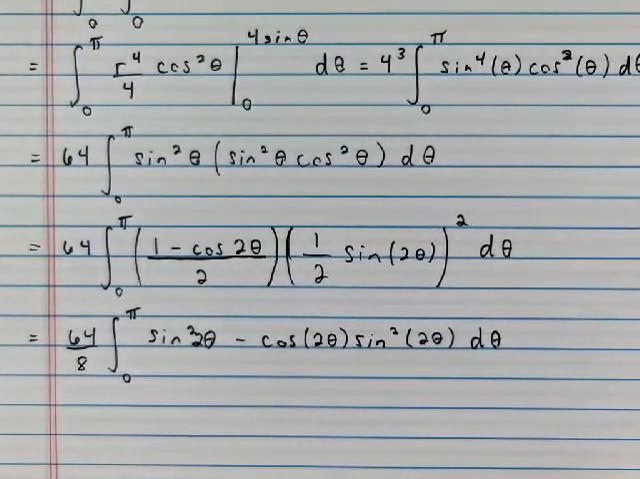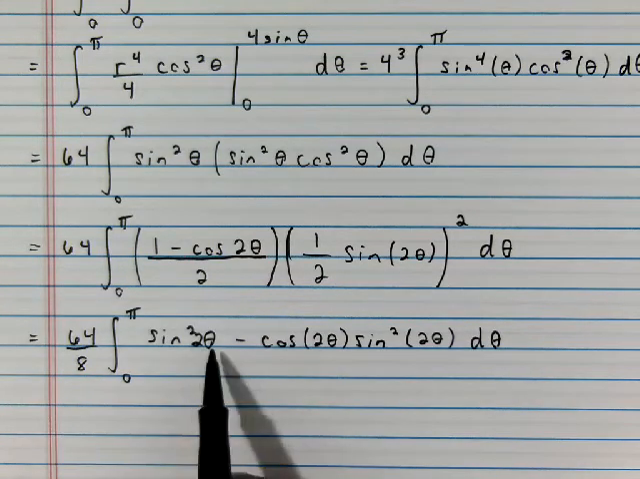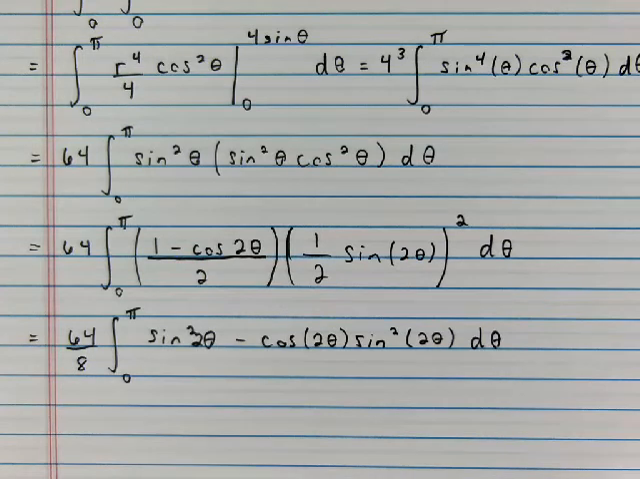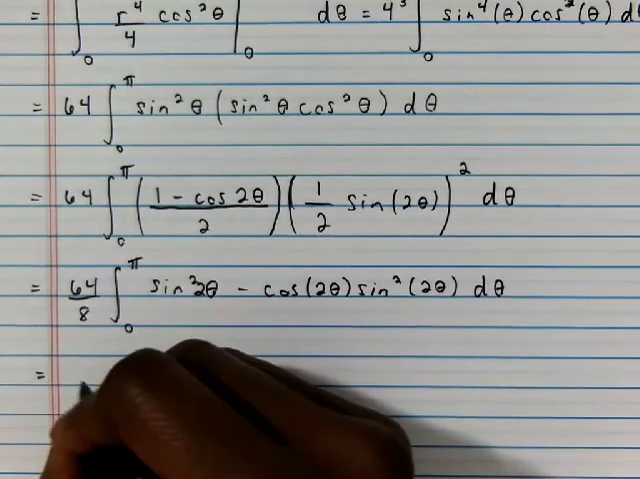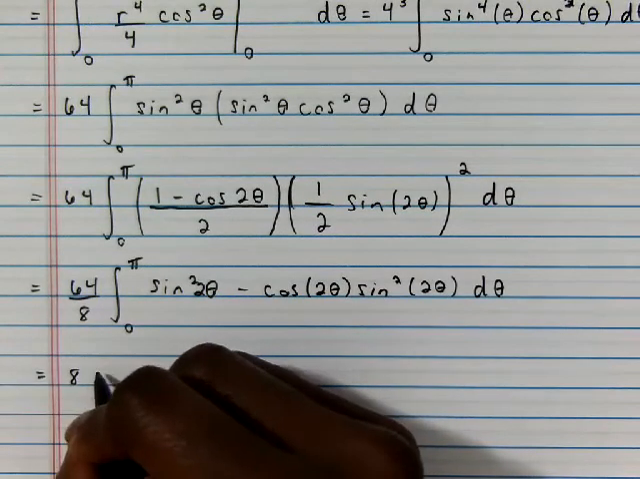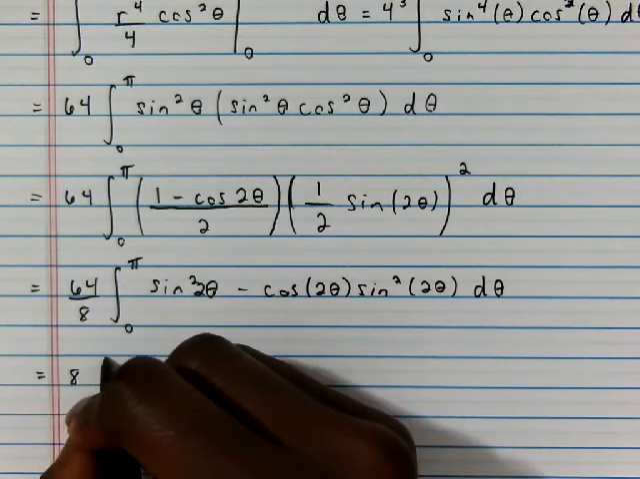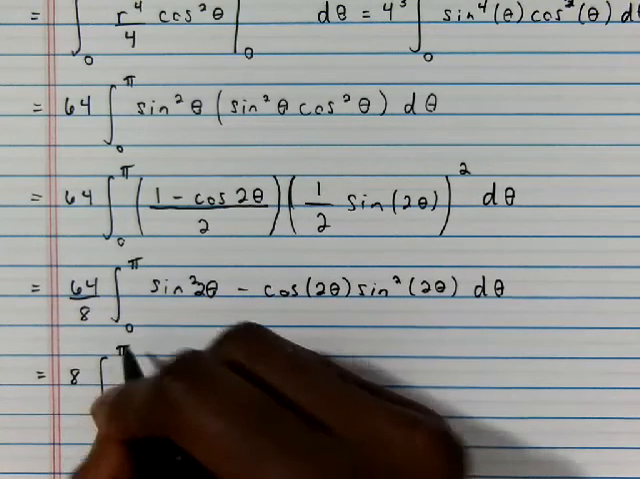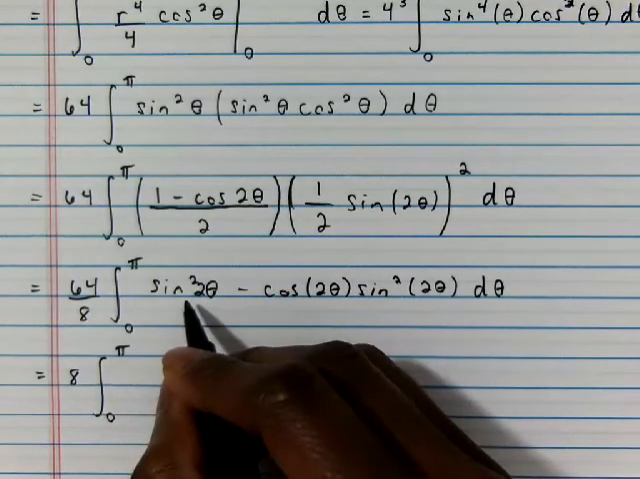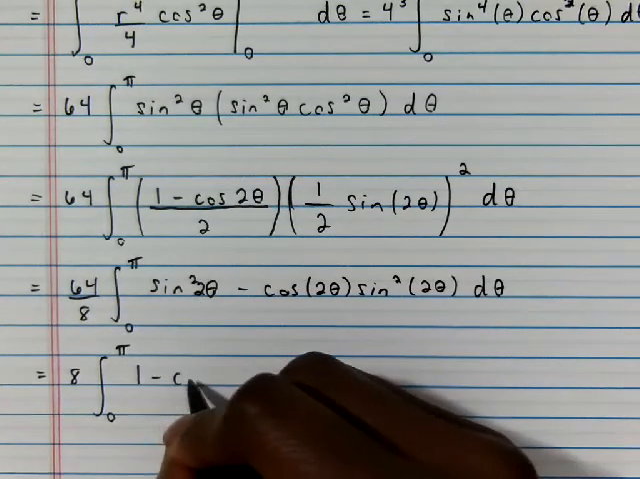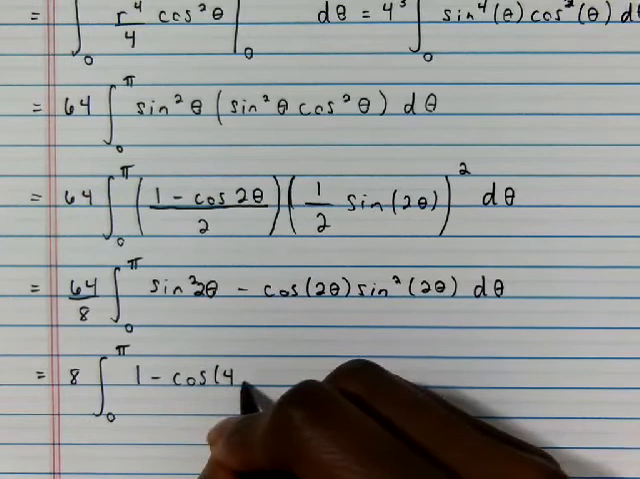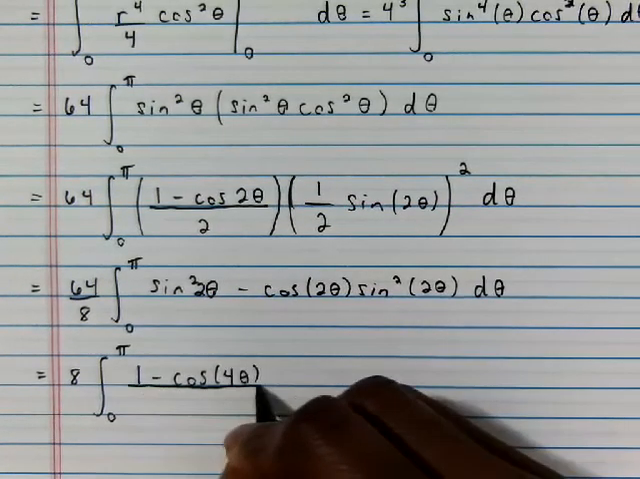And now I think you should be good to go here if you just let u be equal to something. Over here you're going to use a trig identity again, so actually I'll take you one step further. So 64 over 8, and then the integral from 0 to pi. Here you use the same trig identity that we used earlier. So this is 1 minus cosine of 4 theta over 2 d theta.